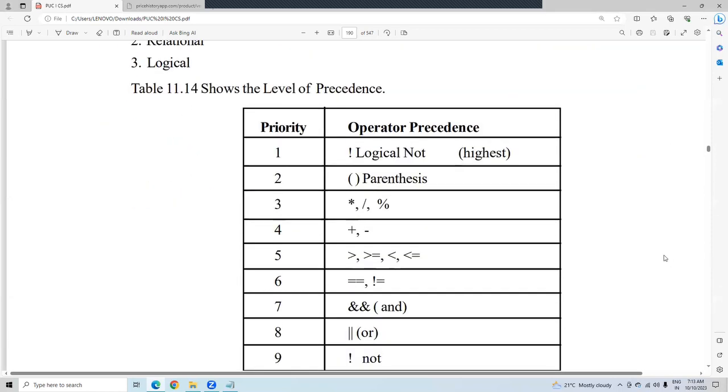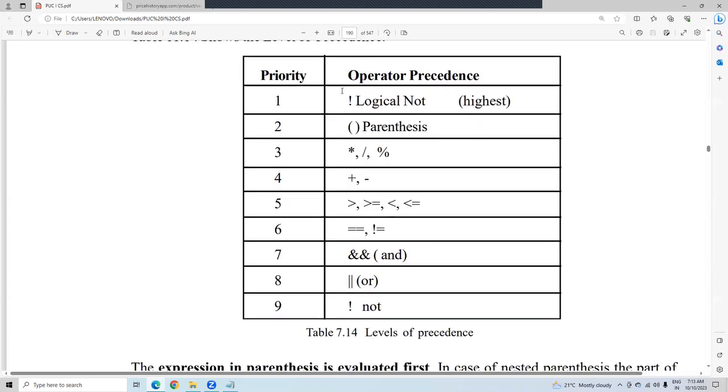So this shows the level of precedence. The logical NOT operator has the highest priority, whereas parentheses have second priority. Multiplication, division, modulus have third priority, plus minus fourth. Relational operators less than, greater than, less than or equal to, greater than or equal to have the fifth level. Is equal to, is not equal to are at the sixth level of precedence. Logical AND is at 7, logical OR is at 8. And the NOT operator is at 9.